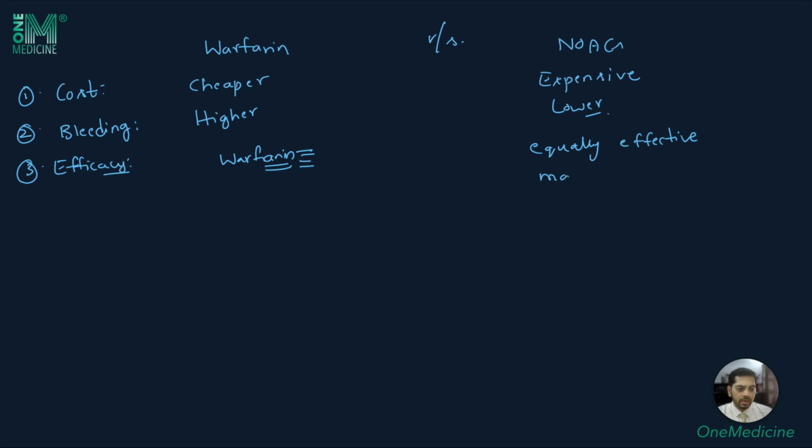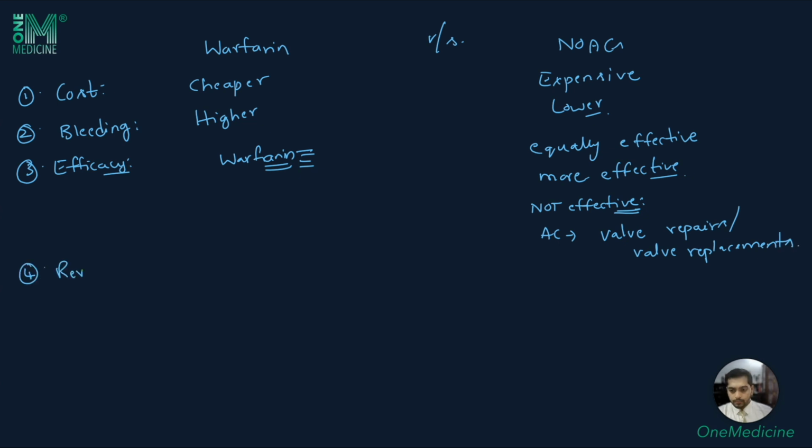if not more effective. However, in one condition where NOACs are not effective or not preferred is anticoagulation after valve repairs or valve replacements. The reversal of anticoagulation to stop the bleeding is quite easy with warfarin, with injection of vitamin K, which is given intravenously, or in cases of severe bleeding, fresh frozen plasma can be used.